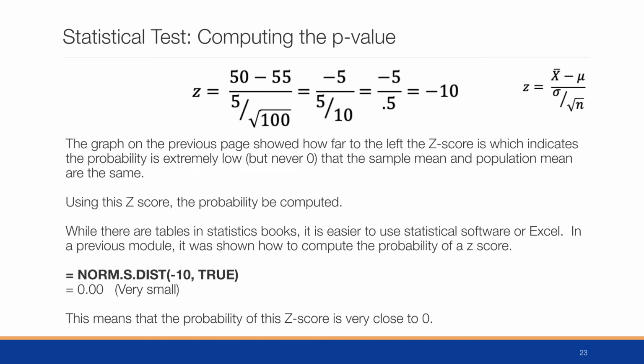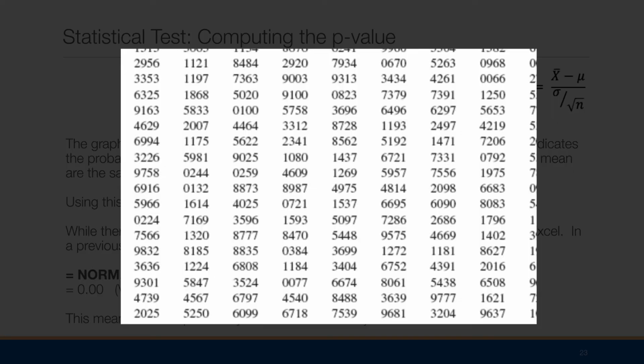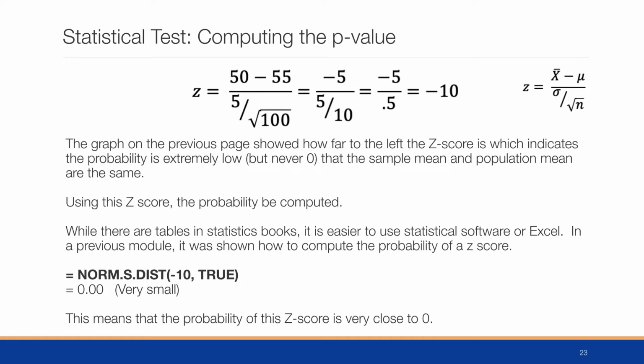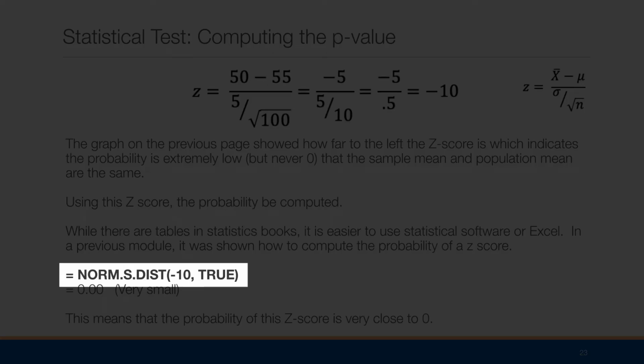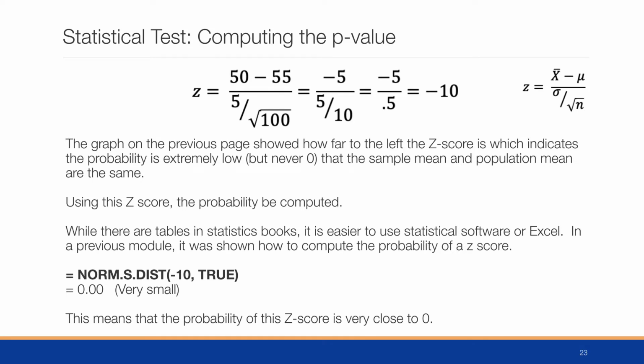Now, while there are tables in statistics books, it's going to be easier to use statistical software. When I was doing statistics, I had to use the tables in the back of the books, but we're going to be a little more advanced and use Excel. Recall that if we had a z-score, we could calculate the probability to the left. We did that with NORM.S.DIST. So if we put NORM.S.DIST with negative 10 and TRUE for cumulative distribution, we would get a very, very small number, like 0.